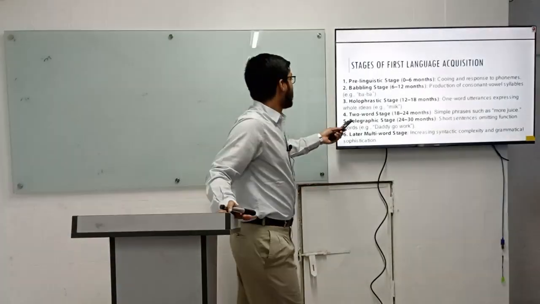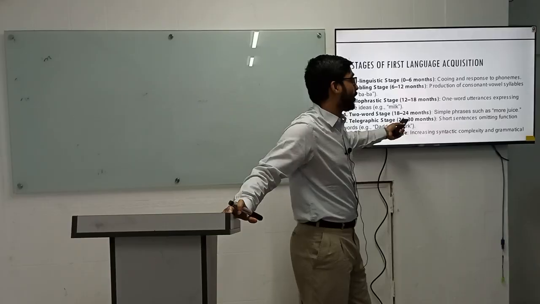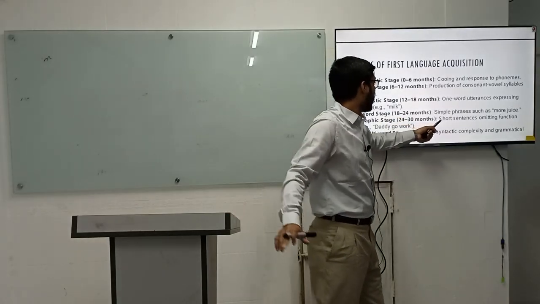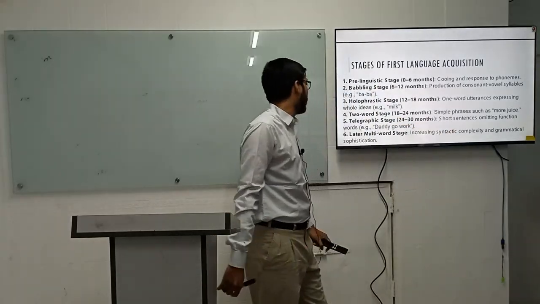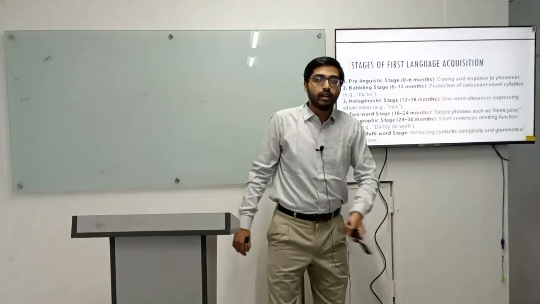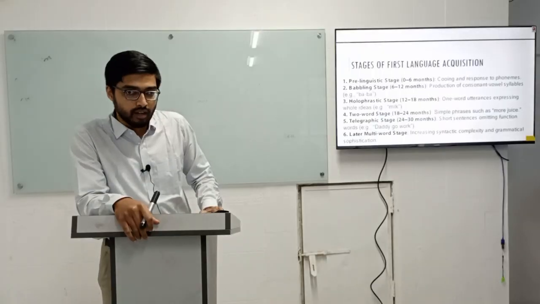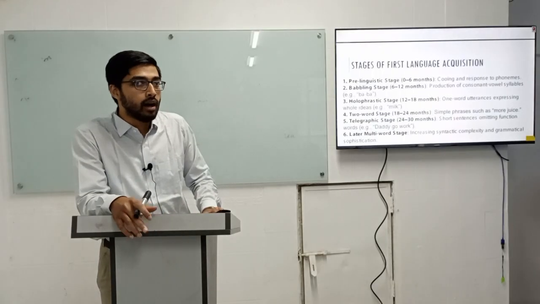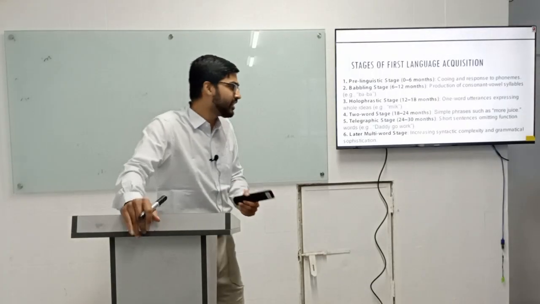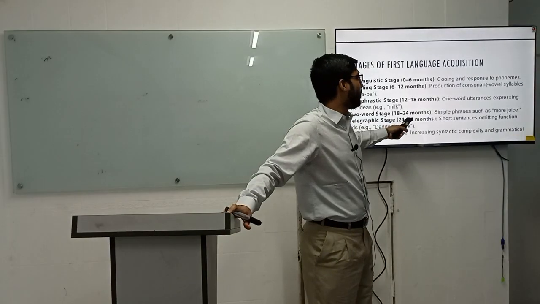Maybe. So the telegraphic stage, from 24 months to 30 months: short sentences omitting function words. That means "daddy, go work." That means "baba kuthai, baba kaje." Just like these words, huh? "Ma kuthai, Ma Bashai." Just like these words, they can say from 24 months to 30 months.